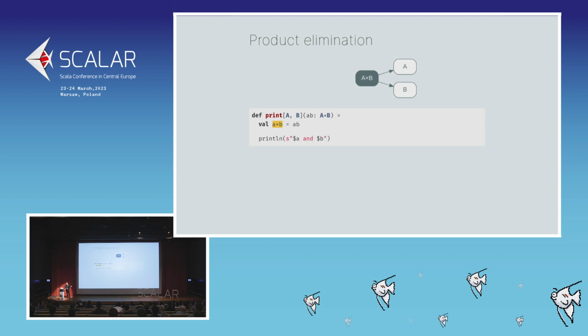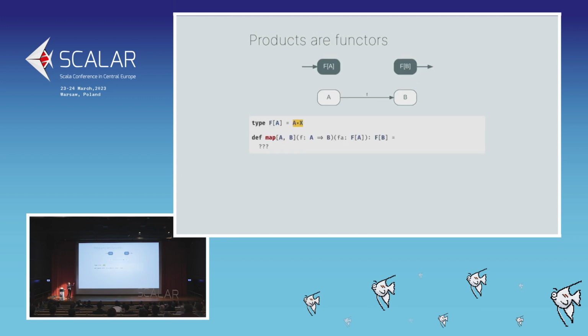And this is interesting because these kind of products are always functors, which we're going to look at right now. So say that our f, our type constructor, is an A and an X, where X is, again, a concrete type. Then, this is the same diagram as before. We have a function from A to B, an f of A, and we want an f of B. We know the shape of f of B, right? It's a product type, so it's going to be something that looks like a B and an X.